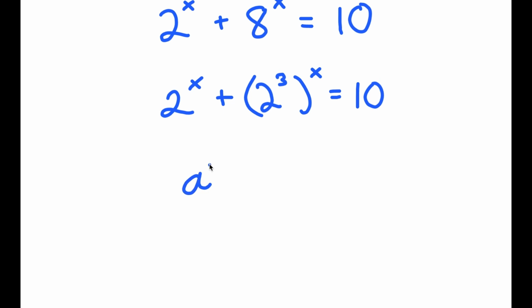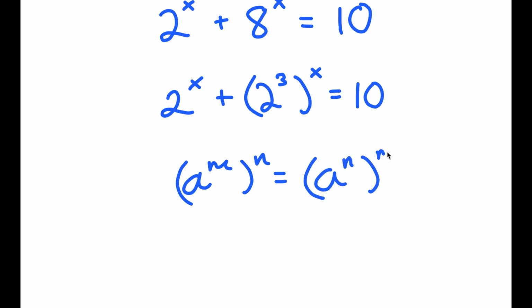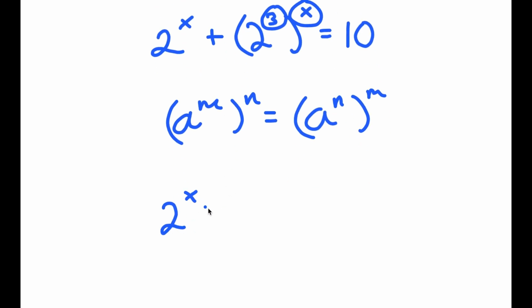And now, if I have something in the form a to the power of m to the power of n, this is equal to a to the power of n to the power of m, meaning I can switch the places of 3 and x. So I get 2 to the power of x plus 2 to the power of x to the power of 3 is equal to 10.